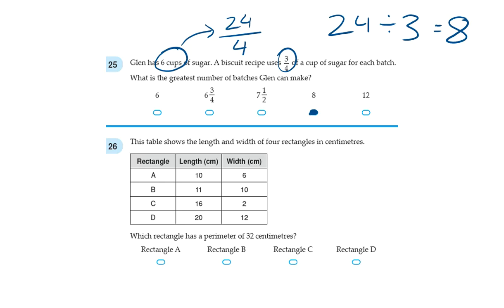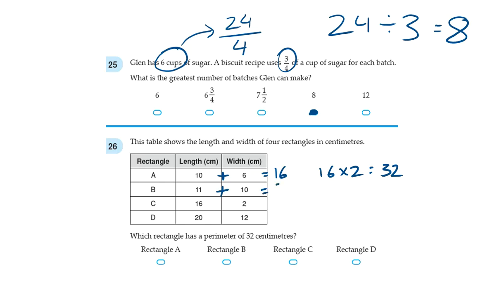Question 26. This table shows the length and width of 4 rectangles in centimeters. Which rectangle has a perimeter of 32 centimeters? So the rule you need to remember here is that first of all you add the length and the width. For the first one you'll get 16, and then you double it. 16 times 2 is 32. Great, so we have the answer straight away, but we can just double check.